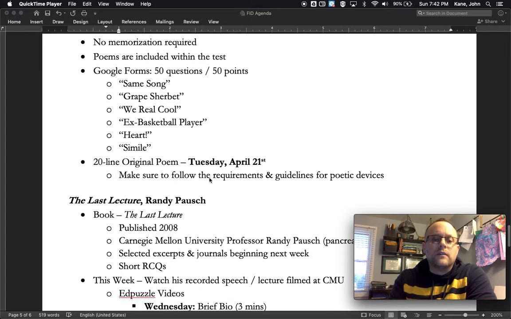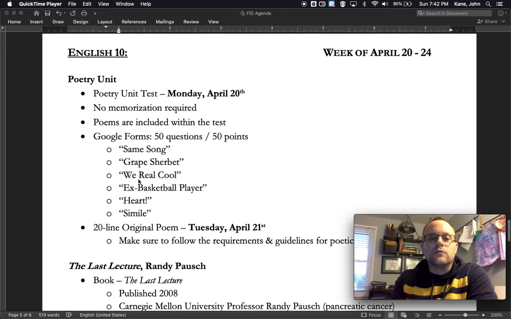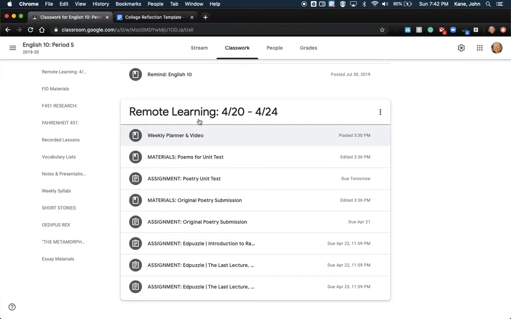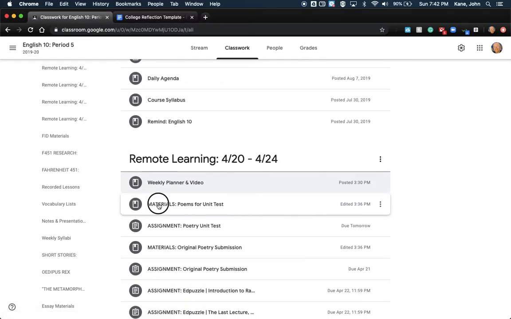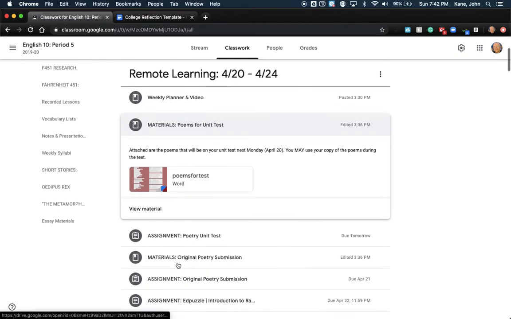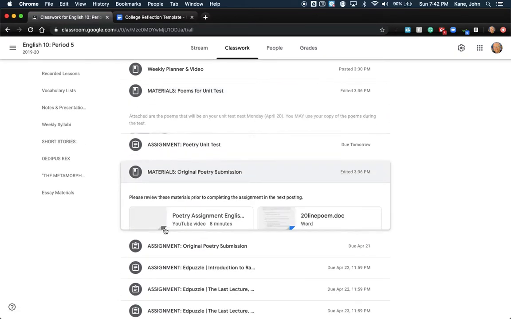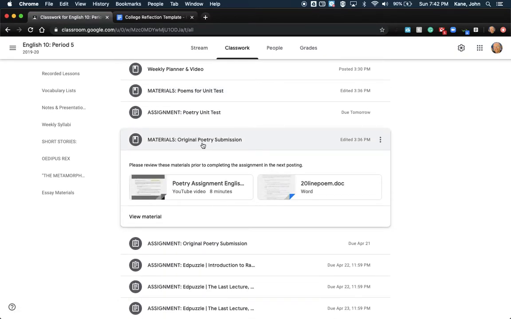And then on Tuesday at some point would be the submission of your 20-line original poem, which some of you have already begun to submit. So just make sure you do follow the requirements and guidelines for those poetic devices. And if you take a look at Google Classroom, in the remote learning folder, I still have the material for the unit test, which was the copy of the poems in case you need to take a look at it, and also the materials for the poetry submission, which has both the video and the requirements.